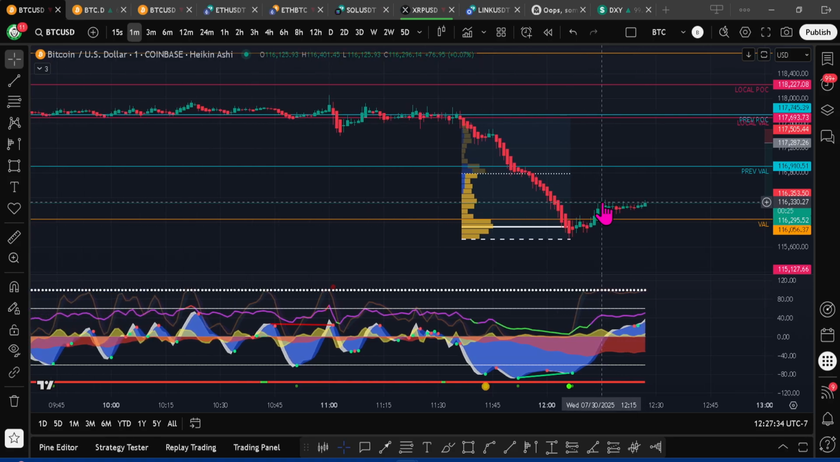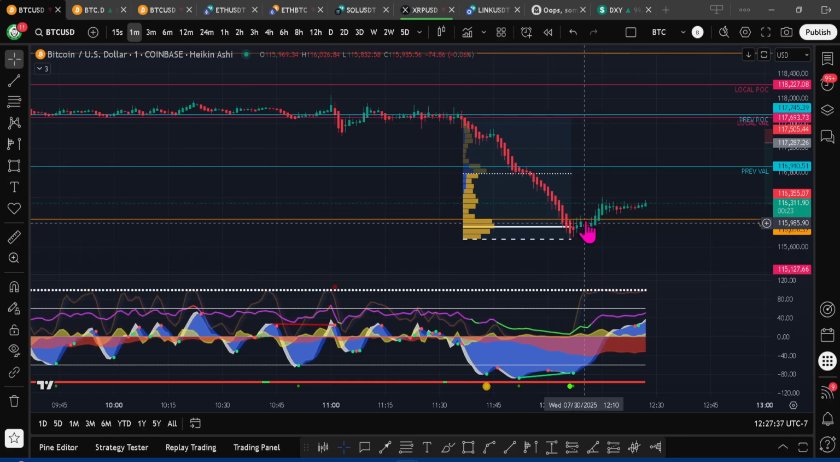Considering we hit this value area low, broke through it, and chopped around before breaking back up, that means we hit that level. Obviously we can come back down to that level, but the significance of it is it tells us that we hit that level, we've accomplished it. Now we need to find liquidity at other levels.